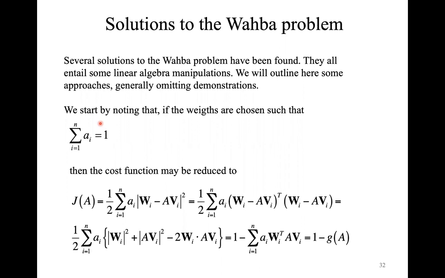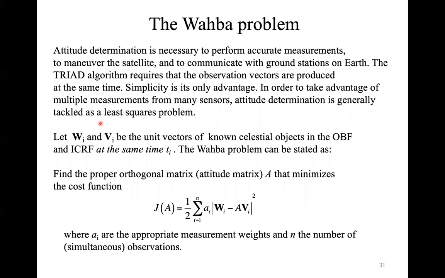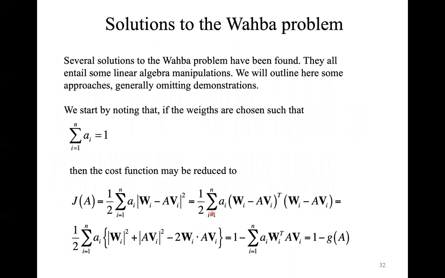Well, one of the main conclusions of the Wahba problem is that it is not really a minimization of a cost function, but this minimization of this cost function can be translated into a maximization of another cost function. Why can we do that?